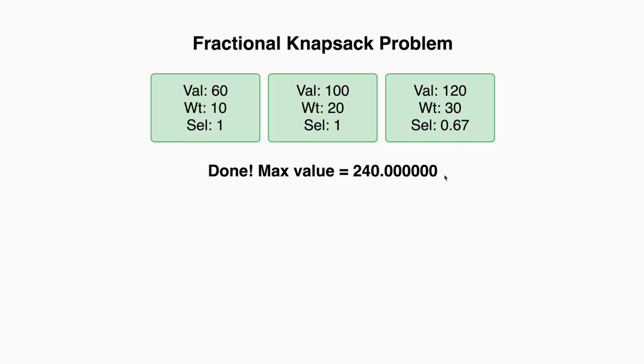So that's the entire algorithm. That's what we need to do. And that's the optimal solution for this problem. Now this greedy approach always works for the fractional knapsack problem because taking the highest value per unit weight will always give me the optimal result.